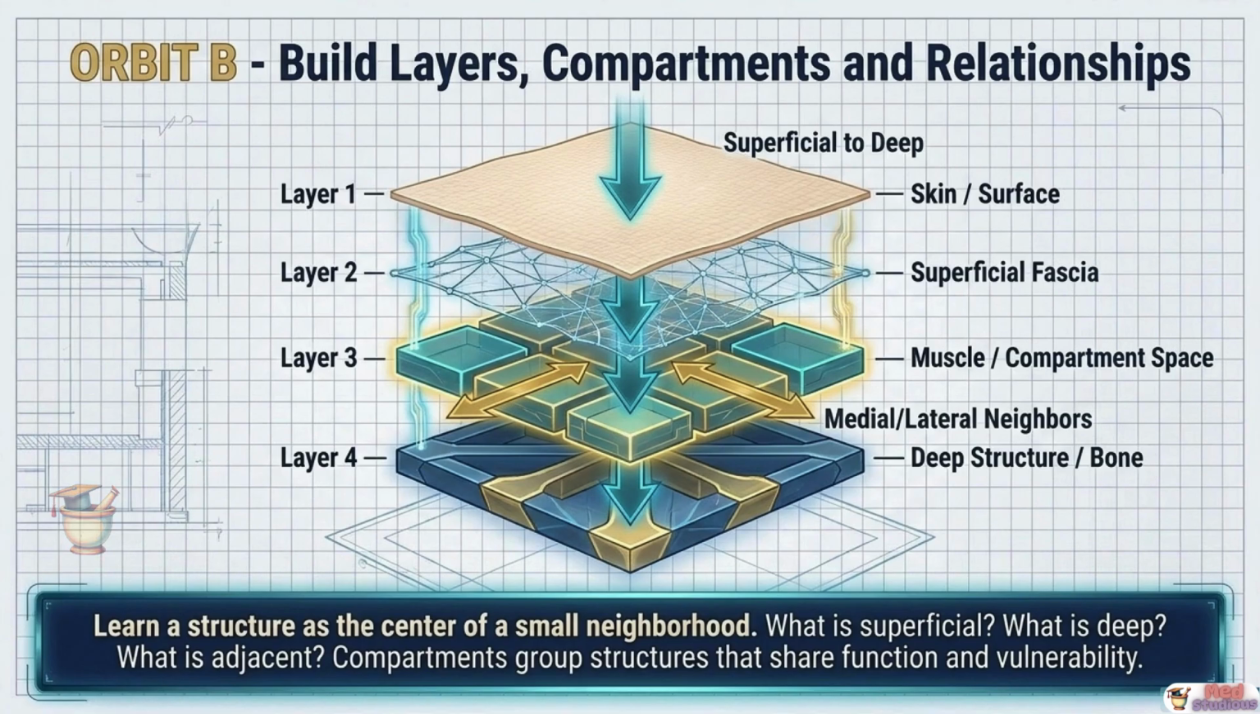This is also why anatomy remains recognizable when the colors change. A nerve may not look yellow in a cadaver, but its position beside a known vessel or between two muscles can identify it. Relationships are the stable grammar of anatomy. If a page feels crowded, we build it as layers and neighborhoods.